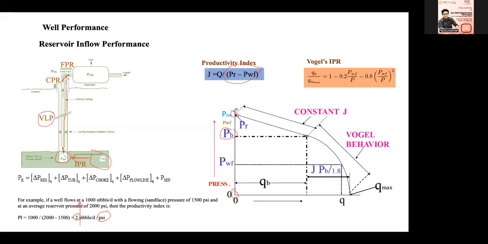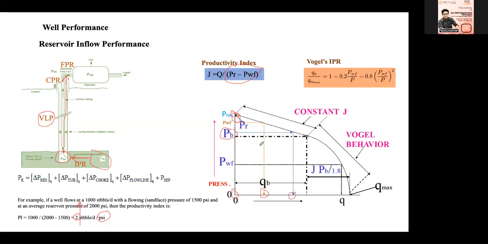From our reservoir, the fluid will flow only when there is a drawdown. That means at your flowing bottom hole pressure. So when you reduce your flowing bottom hole pressure below your reservoir pressure, this will be your drawdown, delta P. Only when there is a drawdown are you going to get production. And if you further increase your drawdown, you are going to get a higher production.